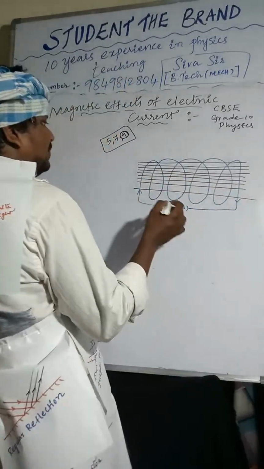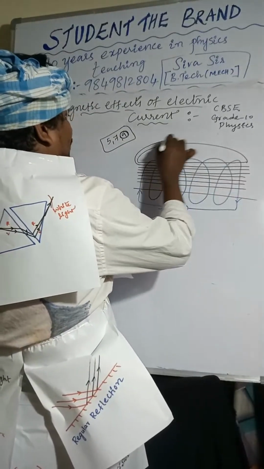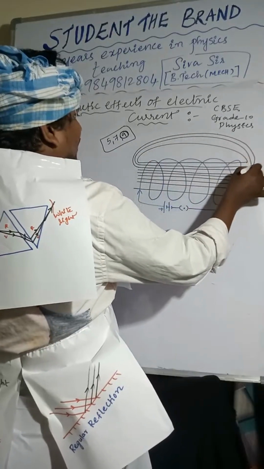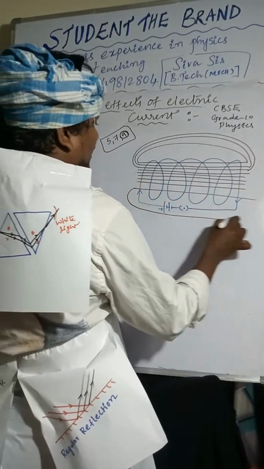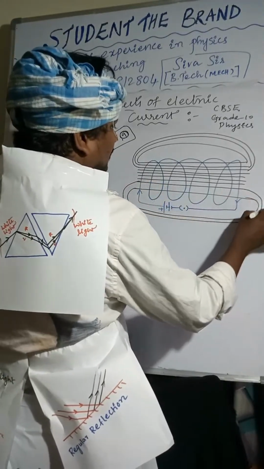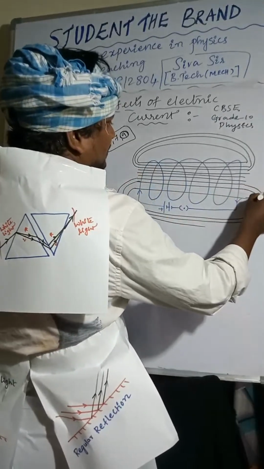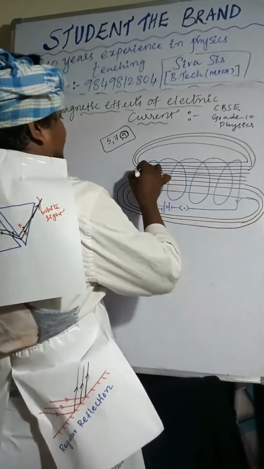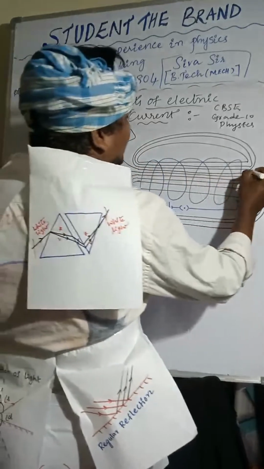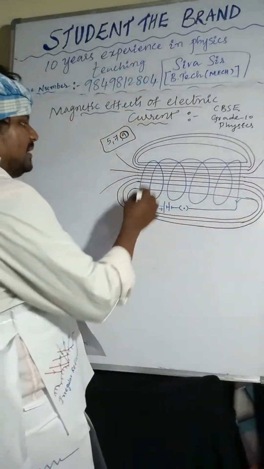Okay, 3 lines will be above, so here 1, 2 and 3. And 3 lines below, so 1, 2 and 3. I'm taking the lines like this. And 3 lines will be in the middle like this. Okay, so current is passing.